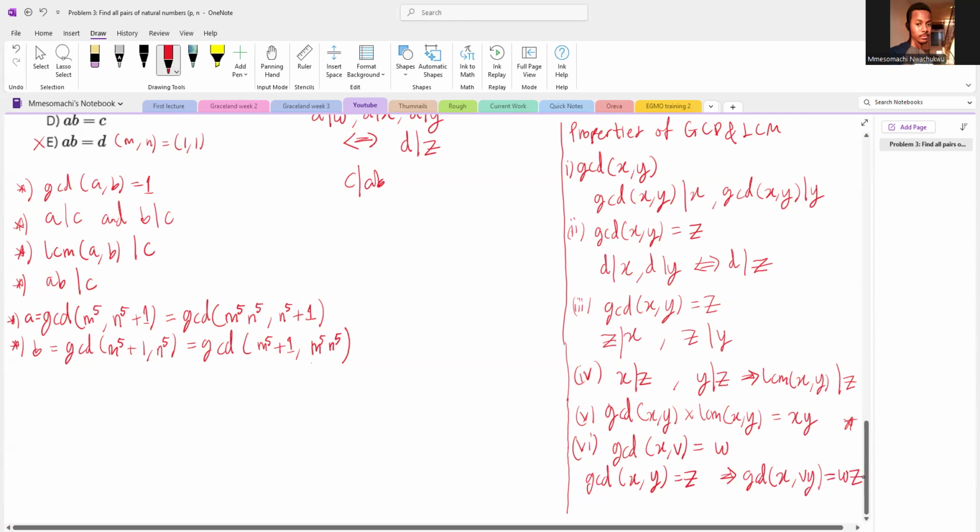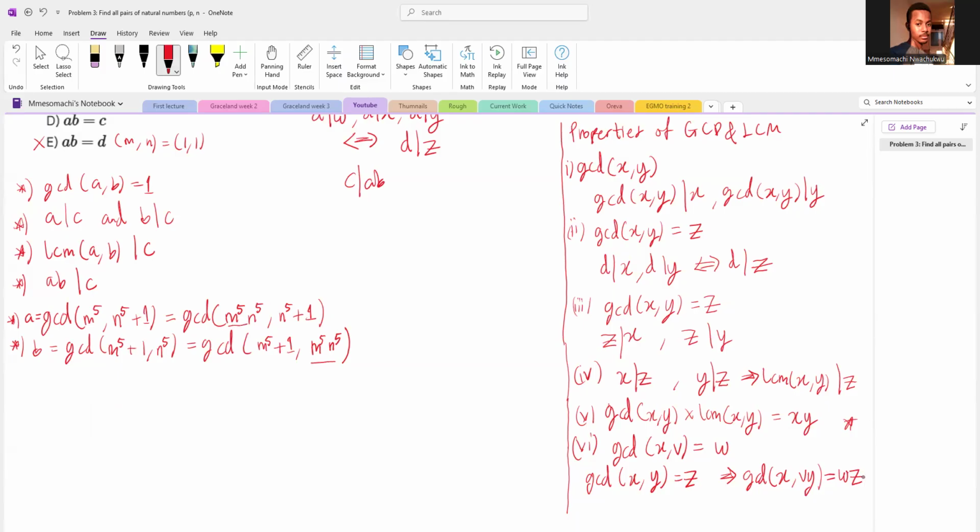So we can see that m to the power of 5, n to the power of 5 is repeated here and here. So the next fact that we have is that a times b is equal to the GCD of, so I'll just put m to the power of 5, n to the power of 5, and m to the power of 5 plus 1 into n to the power of 5 plus 1. Okay, so I can simplify this further. So I have AB, so I'll just open the bracket. AB is equal to the GCD of m to the power of 5, n to the power of 5.